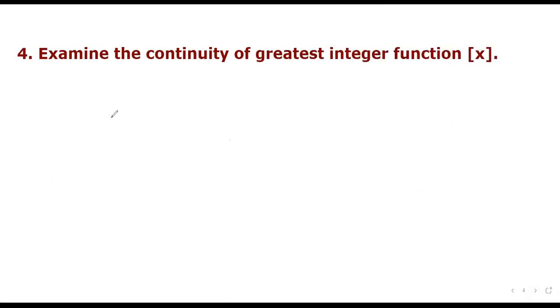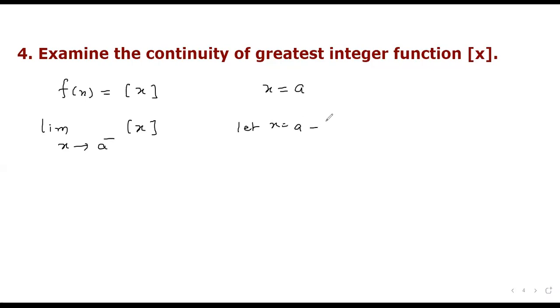Now let's consider the next question. Examine the continuity of the greatest integer function. So we are given f(x) equal to the greatest integer function. Suppose we have to check the limit at x equal to a. So limit x tends to a minus of the greatest integer of x. Now let x equal to a minus h. So this will become limit h tends to 0, and in place of x we write a minus h.